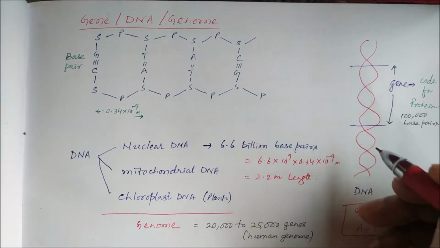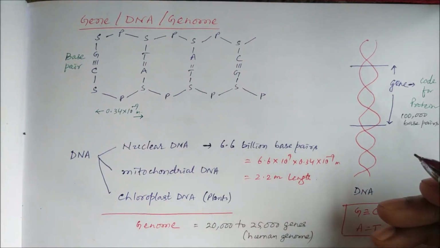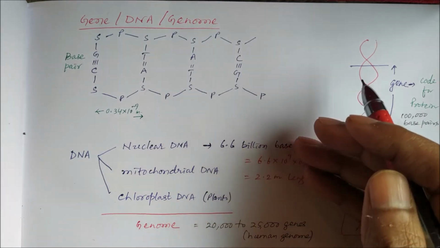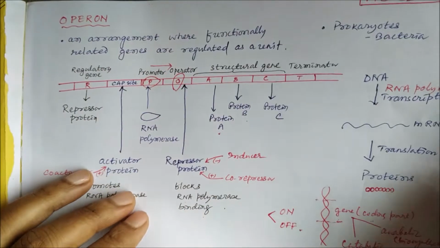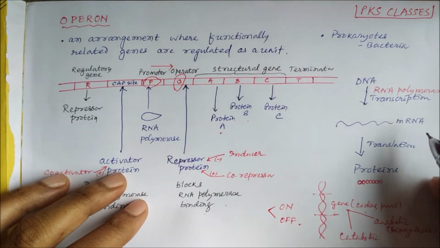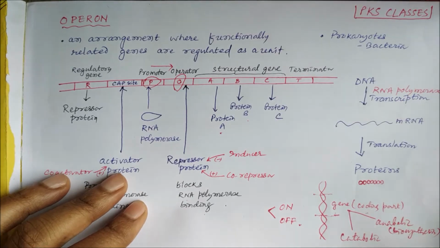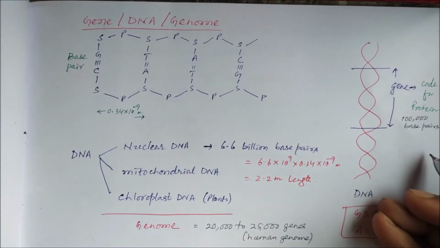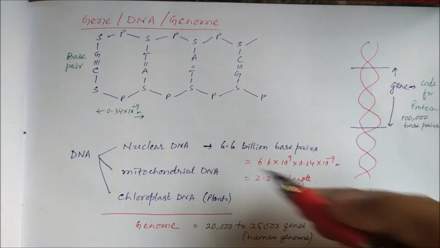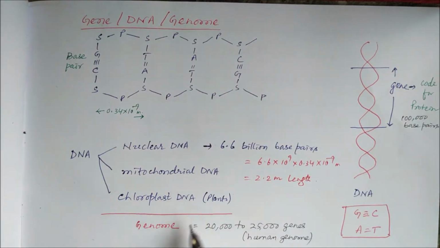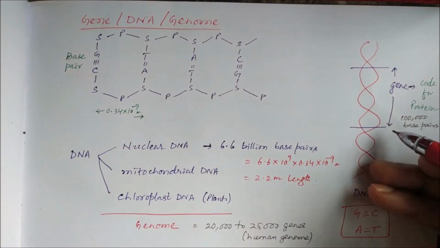And from DNA there will be a process called transcription, by which there will be production of messenger RNA, and from messenger RNA then there will be translation and we will get the proteins. The total DNA in each cell, whatever total DNA is present, that is called the genome. And a gene is a part of that DNA.